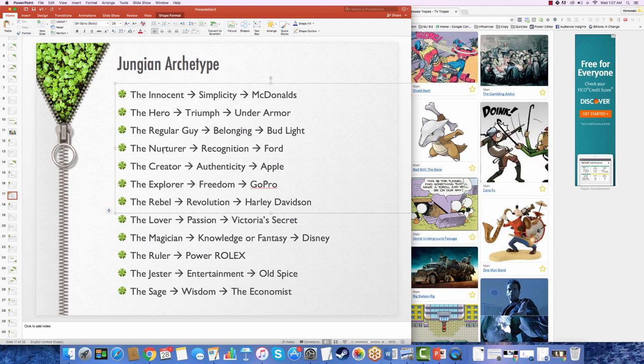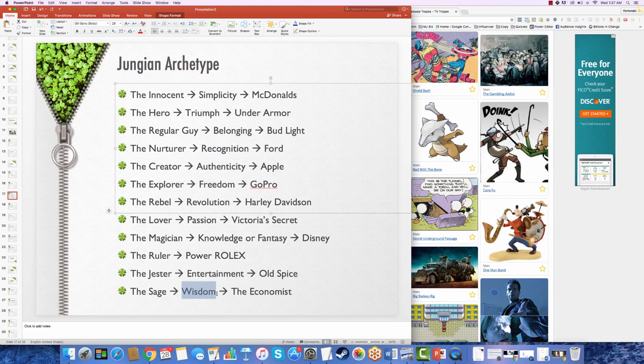And the last one here, I know this was a long one, we've been sitting on the slide for a while, is the sage. The sage is different from the magician because while the magician has access to specific knowledge that nobody else does, the sage has access to wisdom, has access to experience and context and much larger bits of information, so that instead of having one tactic, they have an entire library full of understanding and context.